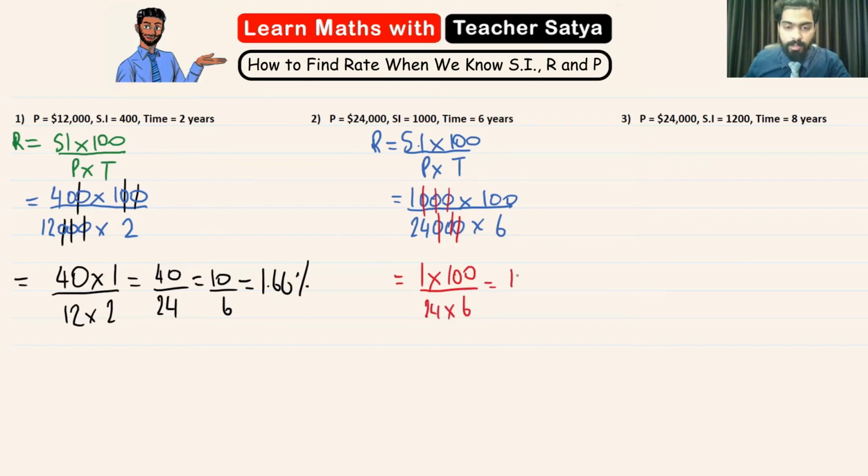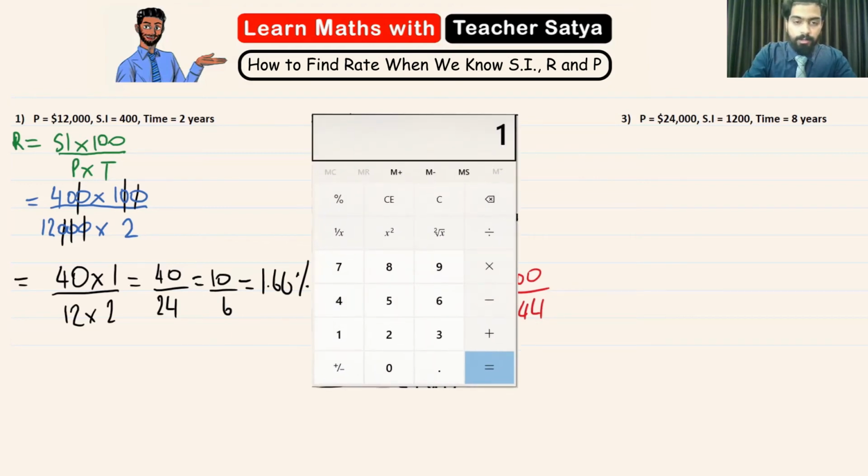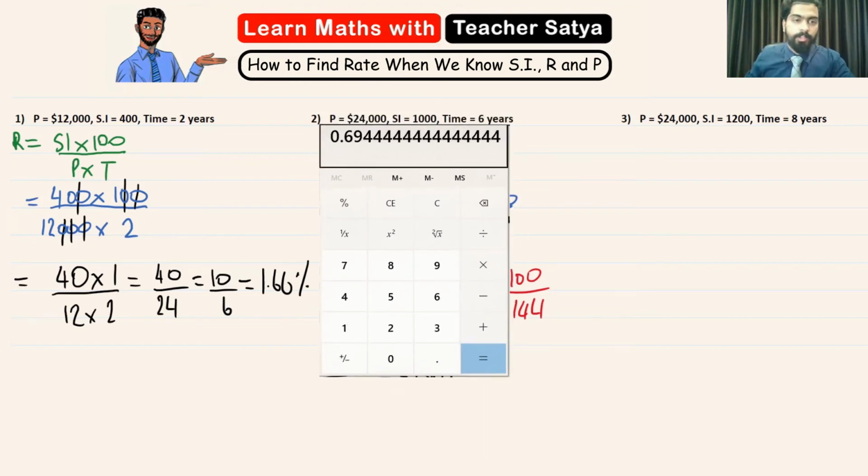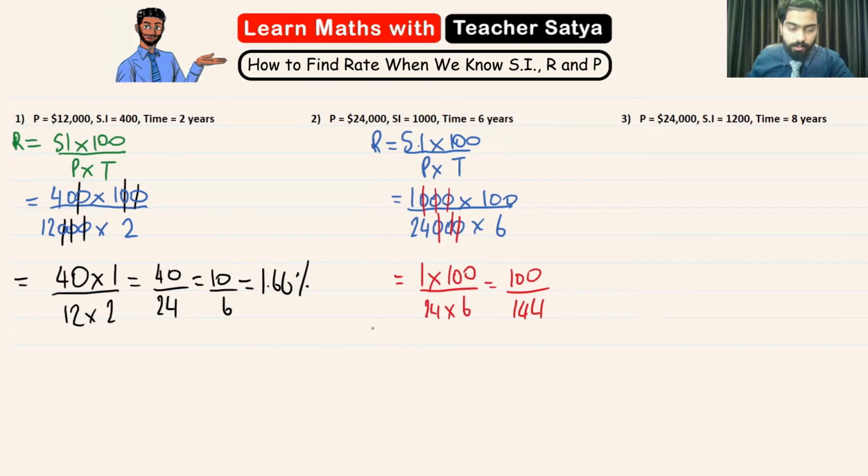Now let's use the help of a calculator to find this. 100 divided by 144 would give us 0.69%. So the rate is equal to 0.69% per annum, or we can also round it up to approximately 0.7%. Alright guys, now let's solve the final question.